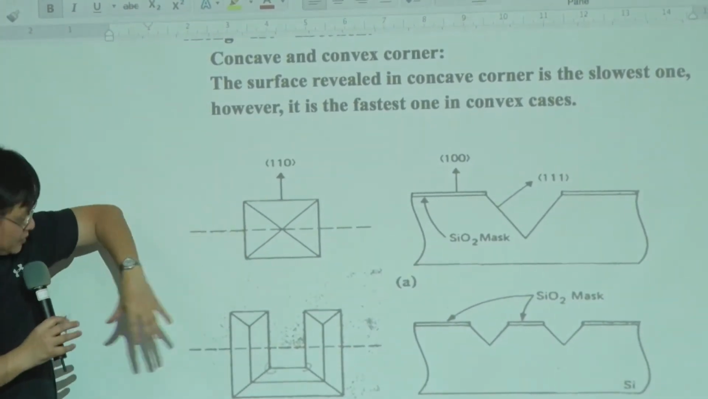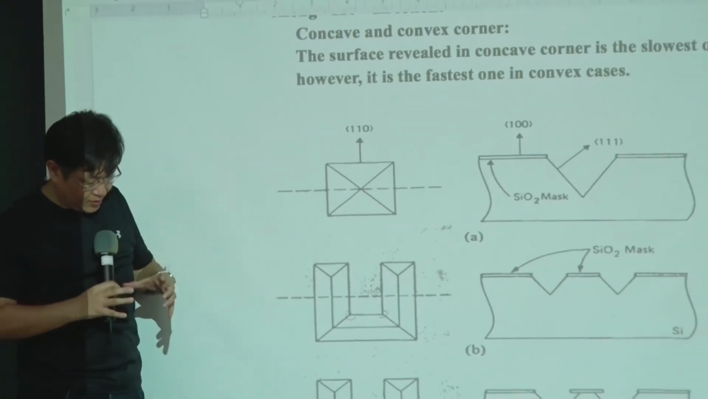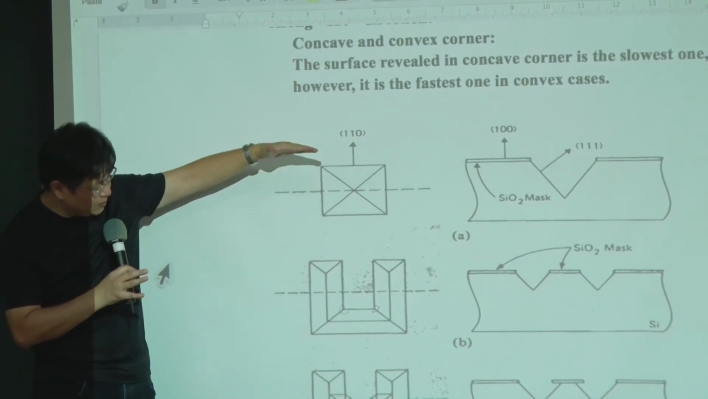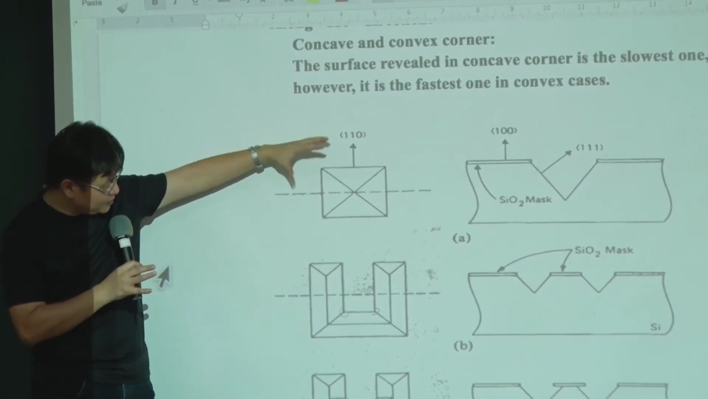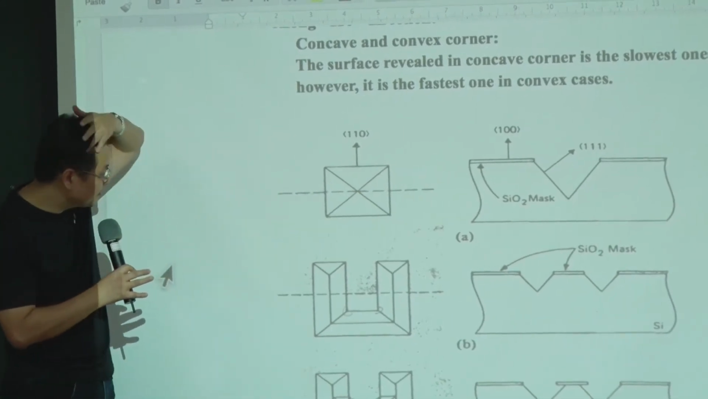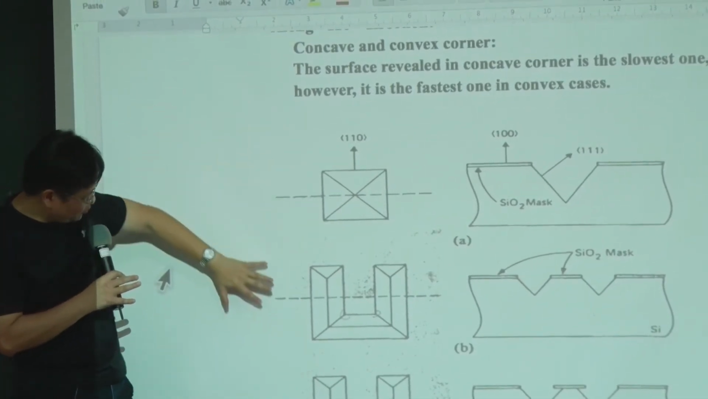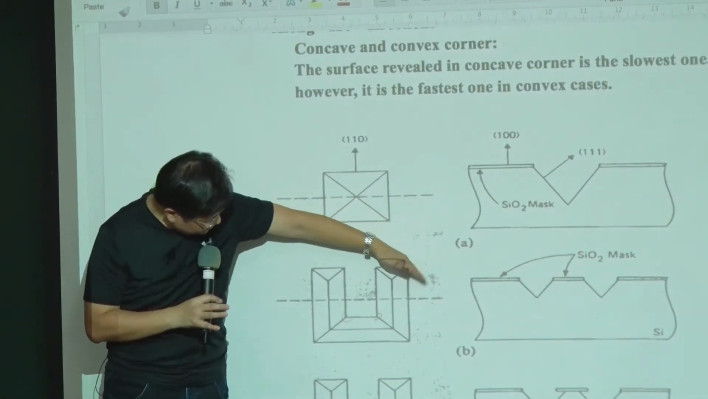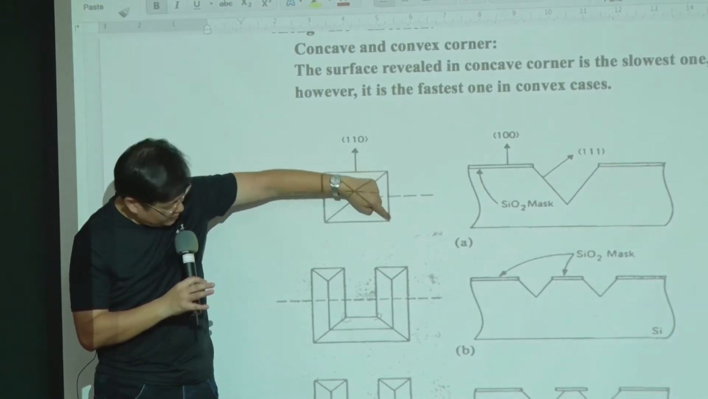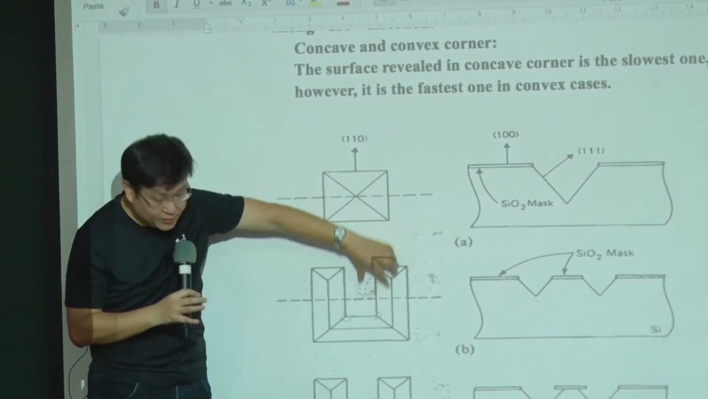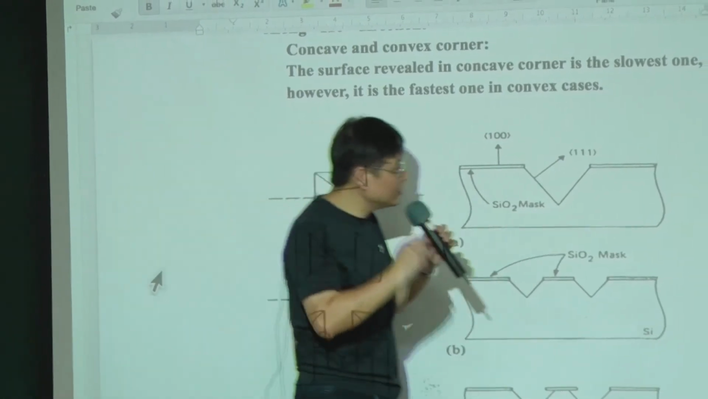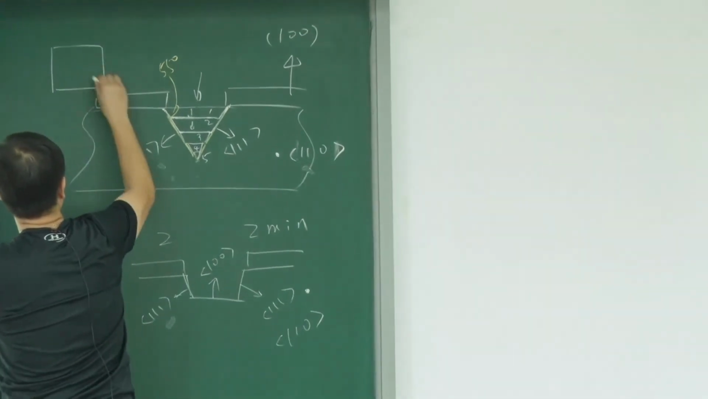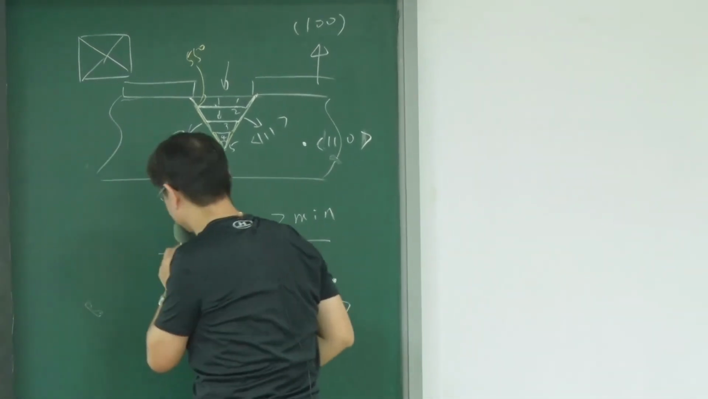If you have this structure confined by four surfaces, the four surfaces are just parallel to your 111 plane. So you end up easily forming this pyramid structure. However, if you have a structure like this, with 1, 2, 3, four surfaces similar to this one, you just extend it and it becomes longer. So if you have a longer opening, what will happen? This is a rectangle opening, so it's easy to form this structure underneath.